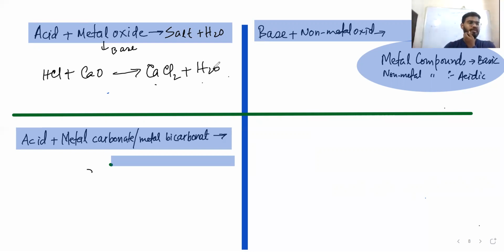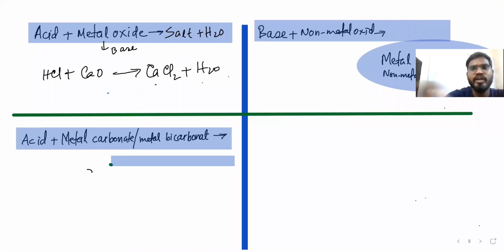So base plus non-metal oxide, right? Base plus non-metal oxide will give you the same thing. So let's take an example of what? Same thing, salt. Again, non-metal oxides are what?